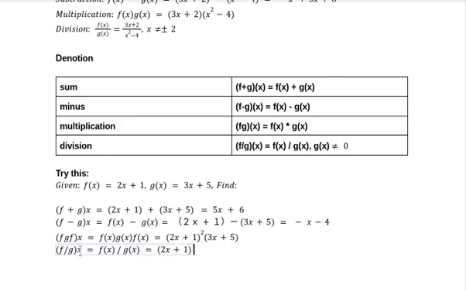However, for the fourth one, we need to remember that g(x) cannot be equal to 0 because the denominator cannot be equal to 0. So we need to find the value of x such that g(x) is equal to 0, and then we eliminate it. So for example, if x were equal to negative 5 divided by 3, this value is bad. We cannot use it because if we use it, the denominator will be equal to 0. So x cannot be equal to negative 5 divided by 3.